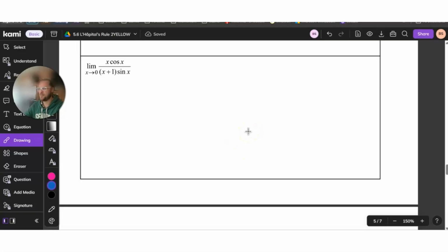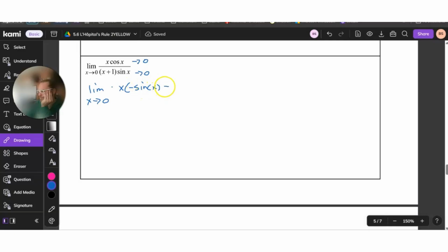All right, we're going to keep going. Ready? If I plug in 0, I get 0 times doesn't matter. 0 times anything is 0. And then here I'm going to get 1 times sine of 0, which is 0. Gotta L'Hopital that sucker. The limit as x approaches 0. This is a product rule. So, Matthias, tell us how to take the product rule of x cos x.